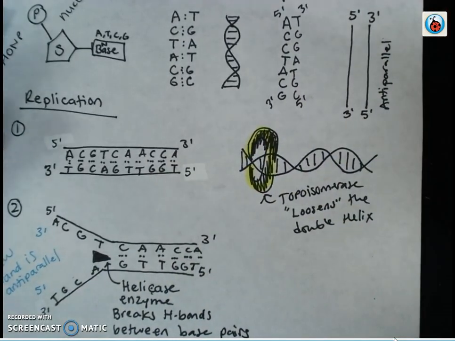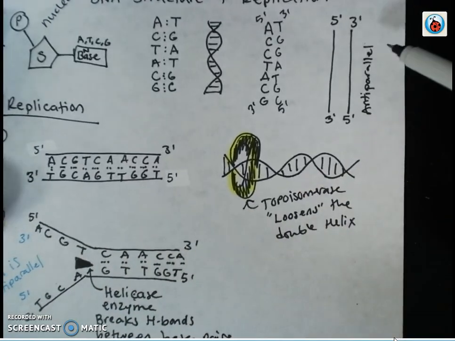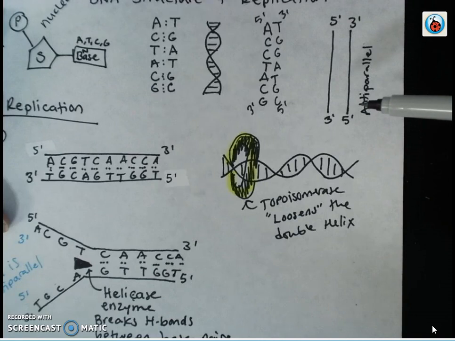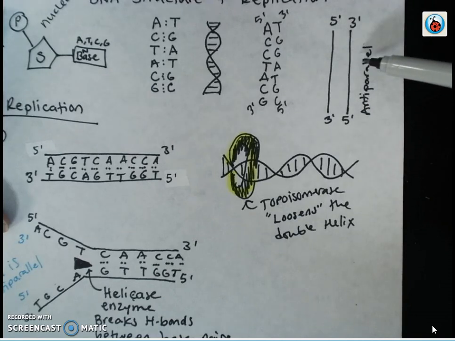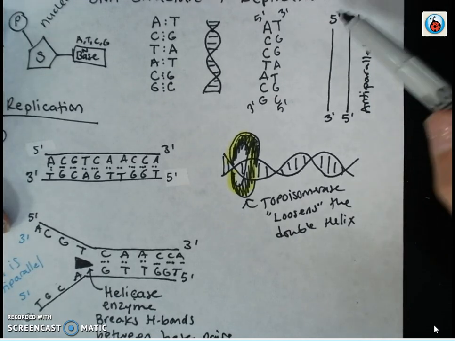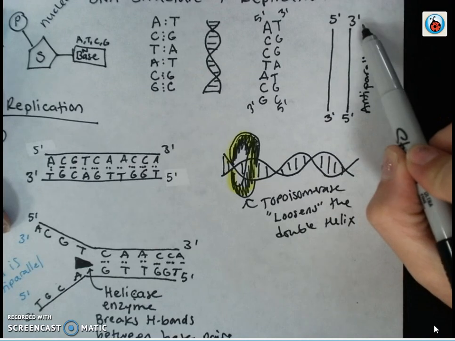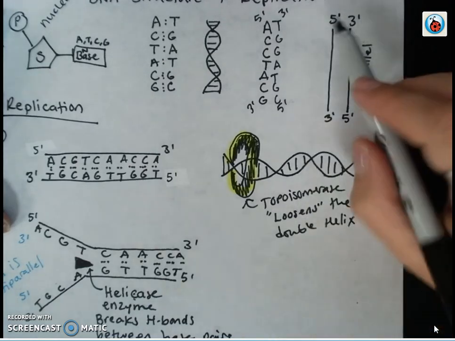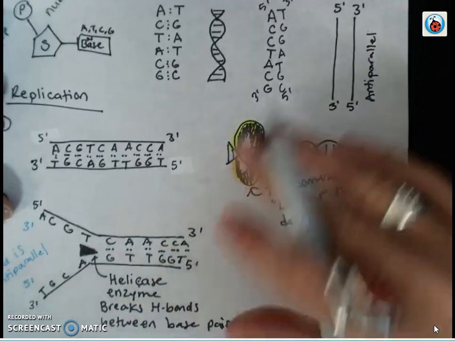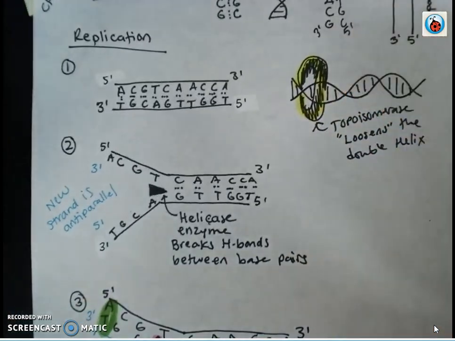DNA, kind of cool, runs anti-parallel. If you want more information on this, you need to watch my other YouTube video that explains DNA replication in detail. When we say anti-parallel, that means that you have a 5' end and a 3' end on one side, and then 3' and 5' on the other. So they run in opposite directions. This is important for replication.